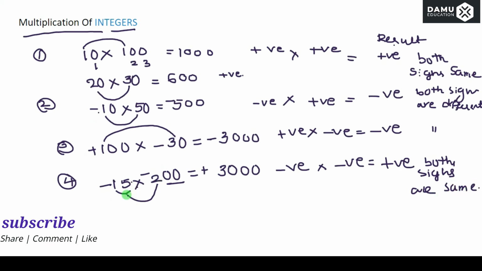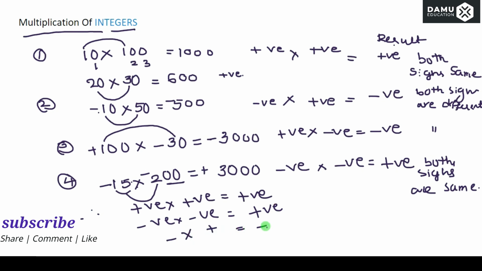So here positive. So finally what we can conclude is that positive into positive will always be positive. Negative into negative is always positive. Then minus into plus will always be minus. Plus into minus will always be minus. If both signs are different, the result is negative. If both signs are the same, then it will come positive in multiplication.